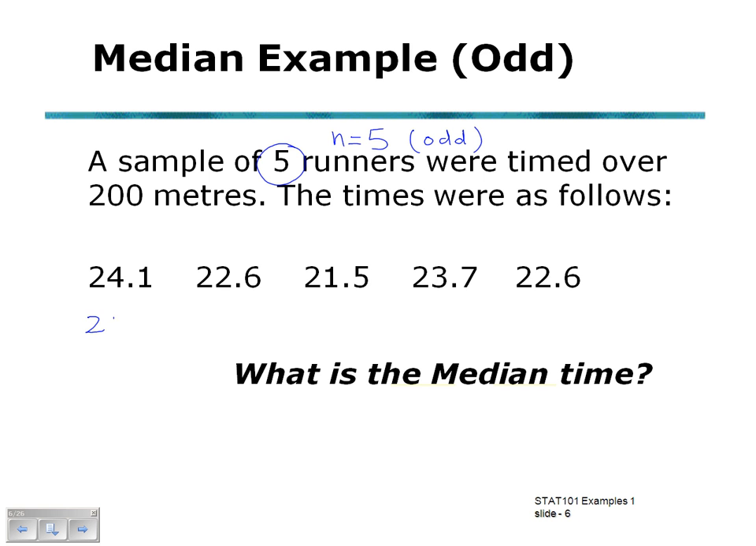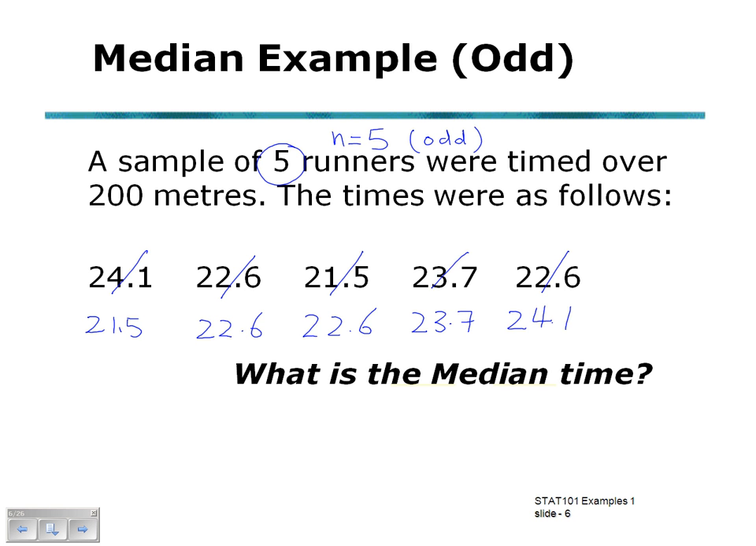So starting with the lowest value, 21.5, moving up to the next value, 22.6. As we're scoring them off, we can see we have a second value of 22.6. Then we have 23.7, and the largest value in the data set, 24.1.